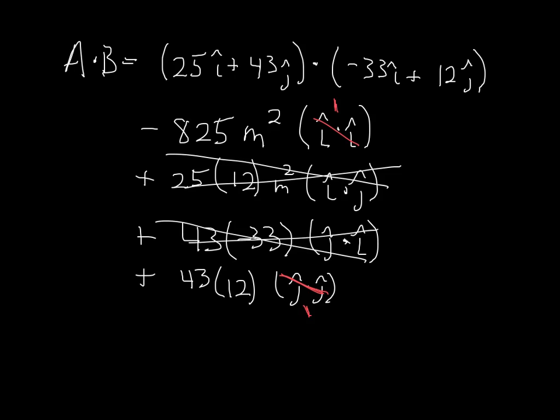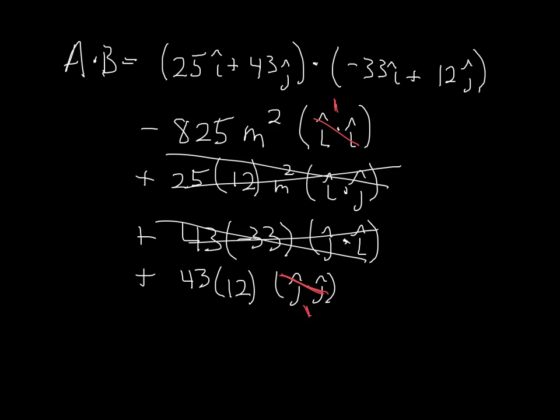I didn't do that on purpose. What's i dot i dot i? i. 1. What's j dot j dot j? j. 1. Okay. Whew. That's gonna look good on my evaluations.